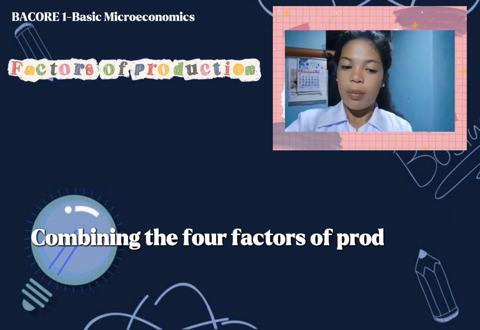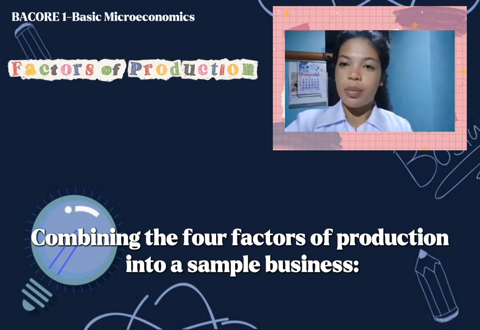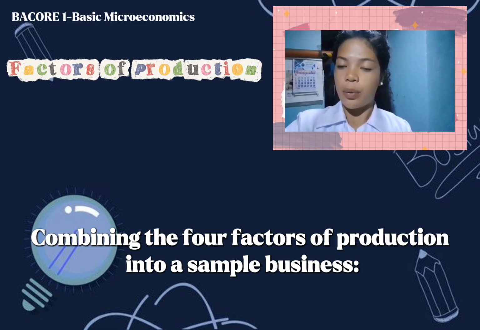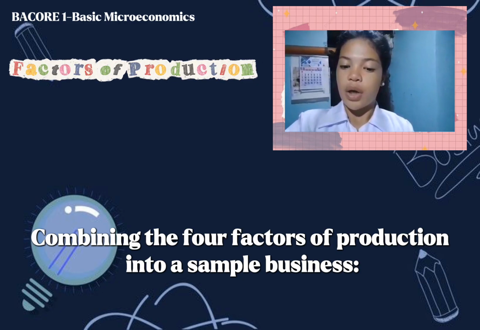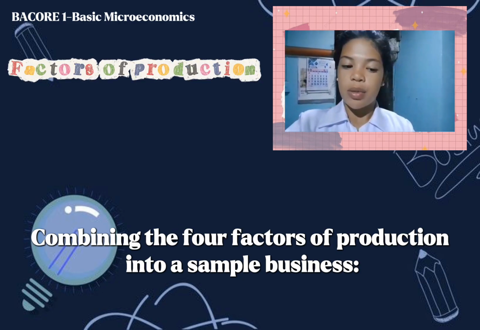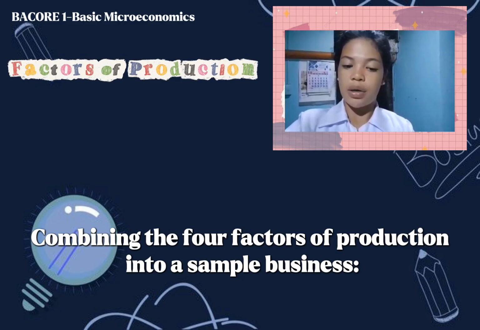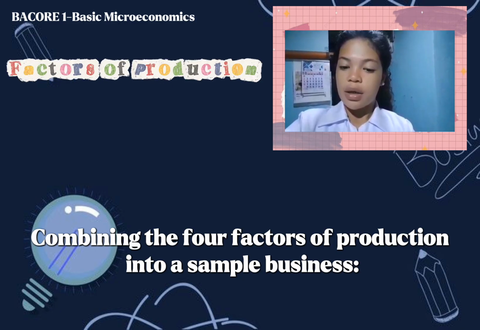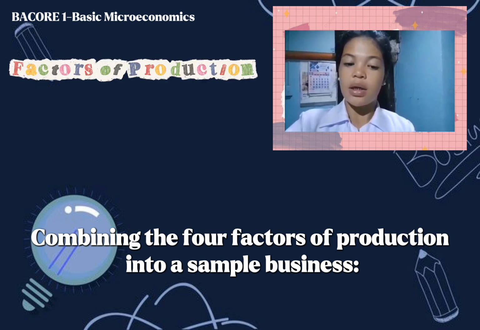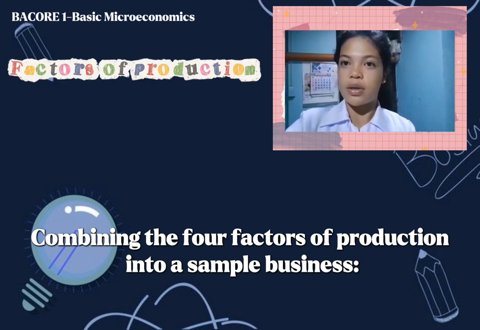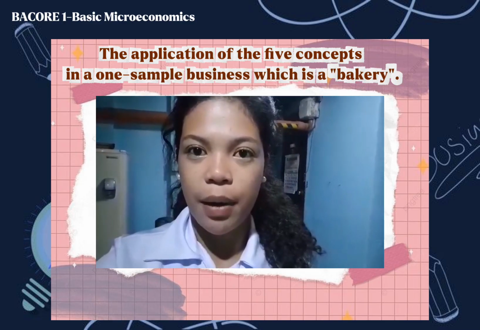For example, combining the 4 factors of production into a simple business. To produce bread, land provides the wheat growing, labor involves the farmers and bakers, capital includes the tractors and ovens, and entrepreneurship is the baker deciding to start the bakery business. Each factor earns a reward. Land receives rent, labor receives wages, capital receives interest, and entrepreneurship receives profit. Here are the 5 concepts applied in a single sample business, a bakery.